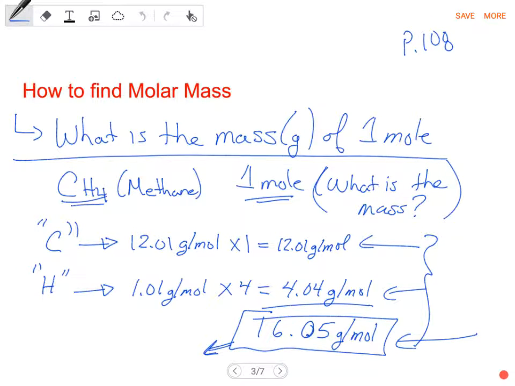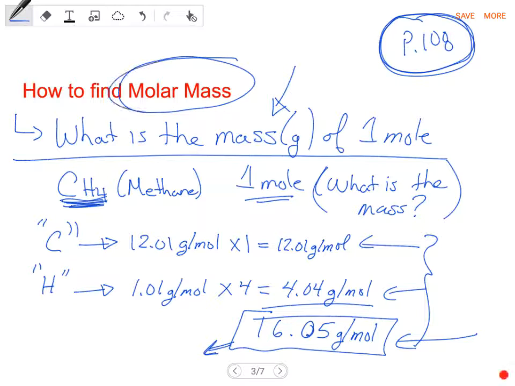If we move on to molar mass, we're now on page 108. What we're trying to consider here is, let's imagine that you have 1 mole of something in your hand. I'm going to use an example of methane. The formula for methane is CH4. I want you to picture that you're holding 1 mole of that in your hand. How many particles do you have? Well, you have 1 mole, so you should have 6.02 times 10 to the 23. But what if someone said to you, what is the mass of that 1 mole? What that's called is the molar mass.